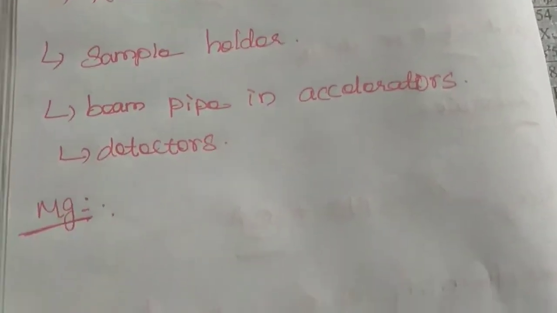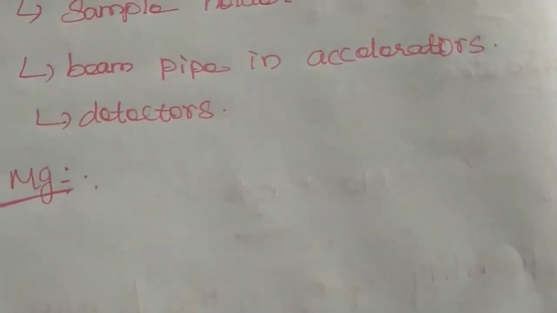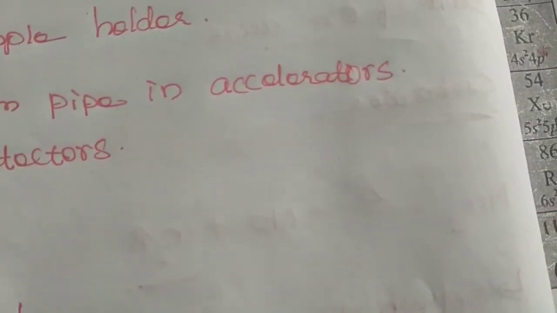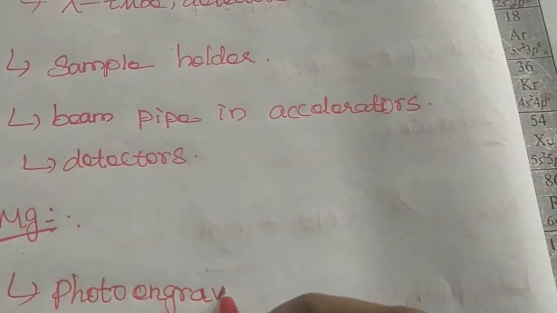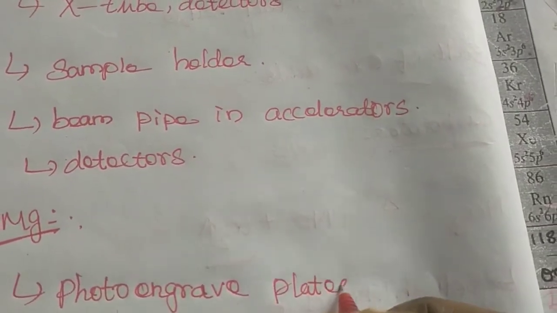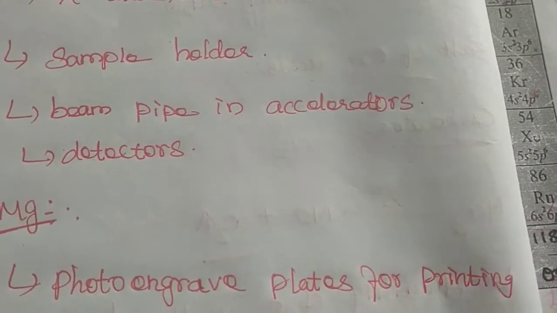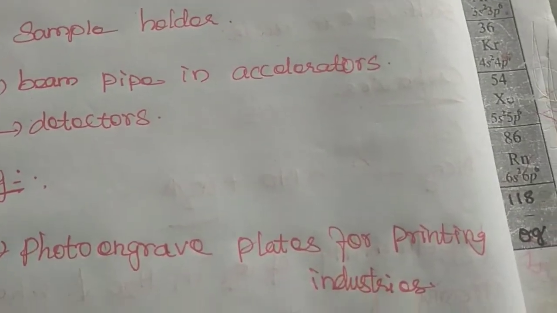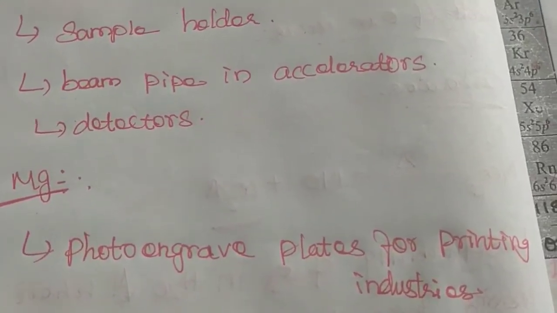Next, magnesium. Uses of magnesium. Magnesium is also an important metal we use for photo-engraved plates in the printing industries. Then for refining titanium in the Kroll process, we use magnesium.